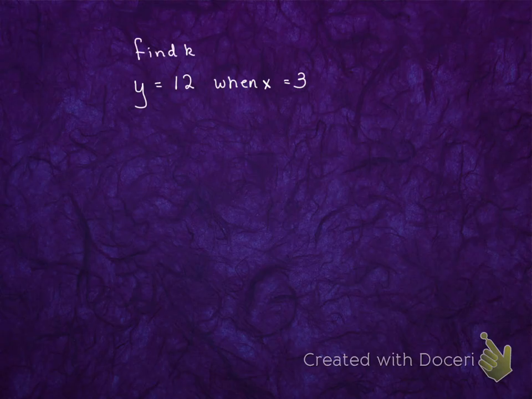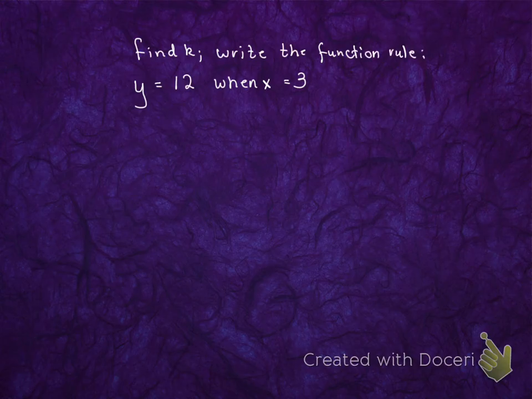Let's find the constant of variation if y varies directly with x and y is equal to 12 when x is equal to 3. So we're going to find k and then write the equation, the function rule, okay? We're going to do the same thing as we did in example 2. So first thing we're going to do is find k.